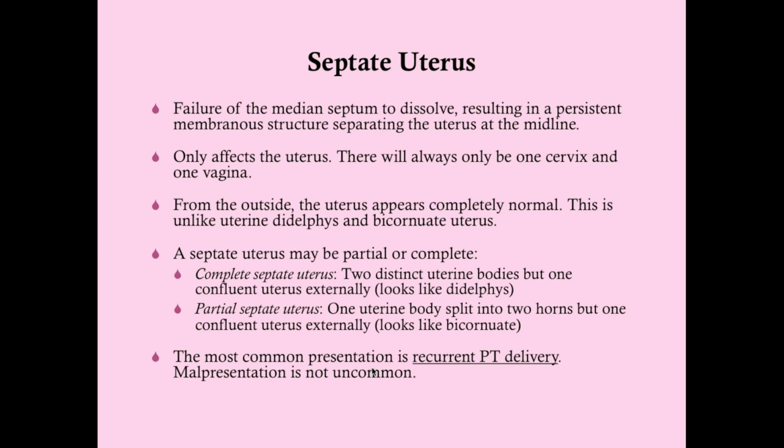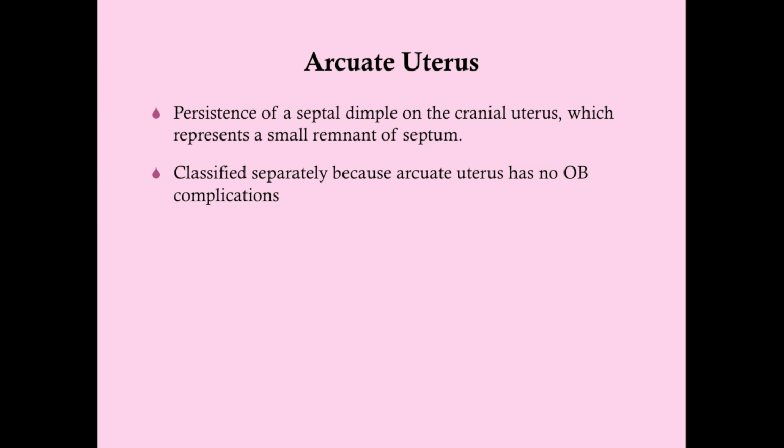The most common presentation, again, here is going to be recurrent preterm delivery. Malpresentation can happen as well. But as you're seeing, these are becoming less and less severe because the shared body of the uterus is getting bigger as we go on. And that's going to culminate in our last one here, which is the arcuate uterus.